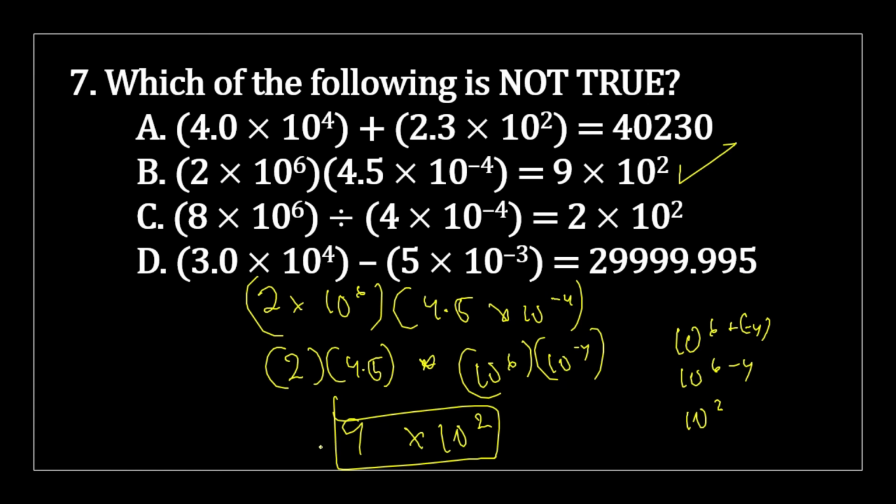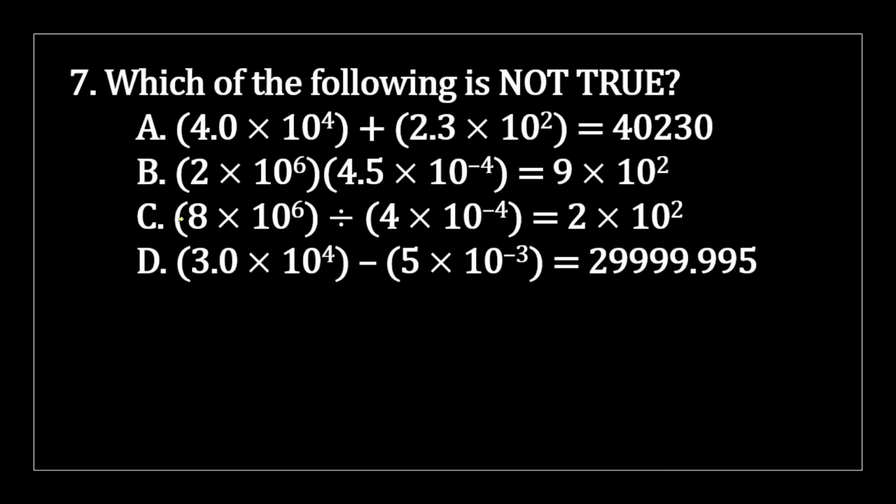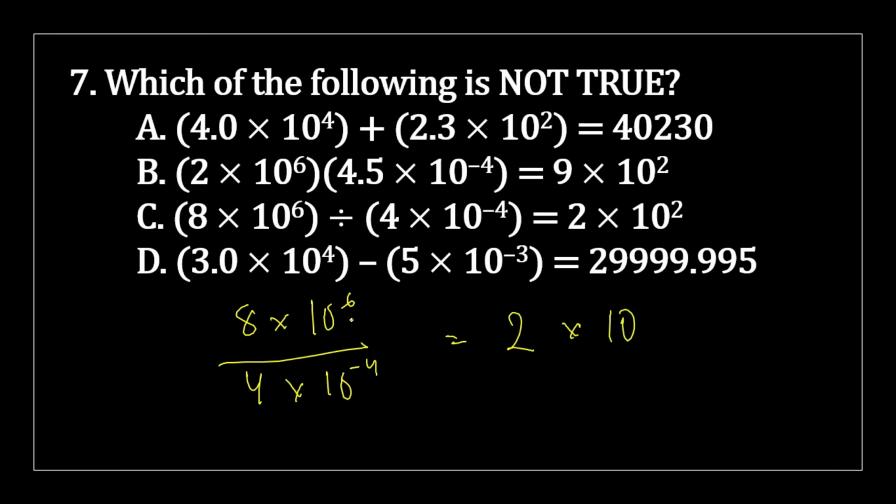On letter C, we have 8 multiplied by 10 raised to 6 over 4 times 10 raised to negative 4. So 8 divided by 4 is 2. Now, in this one, 10 raised to 6 divided by 10 raised to negative 4.